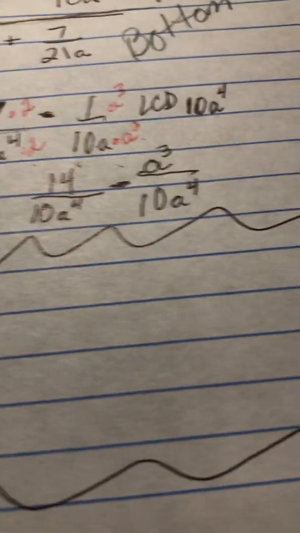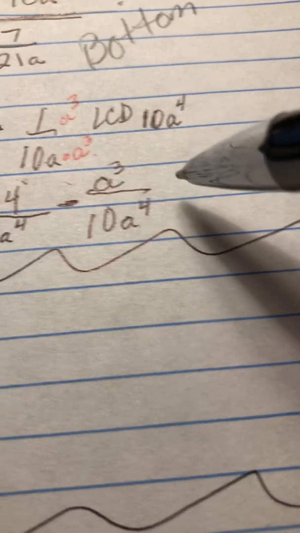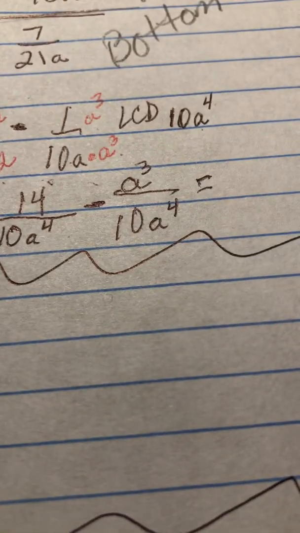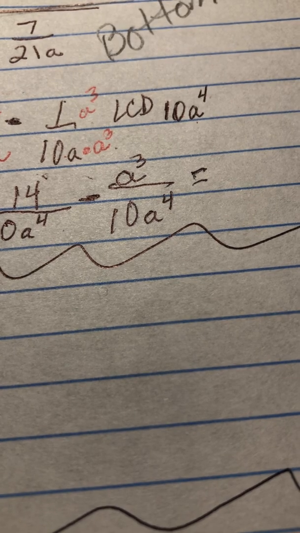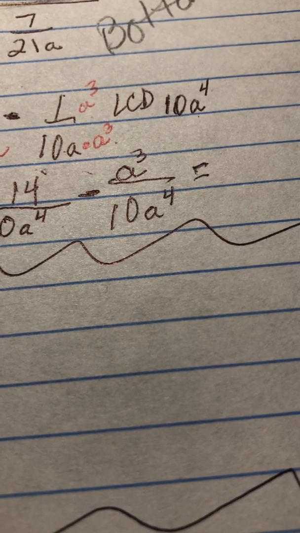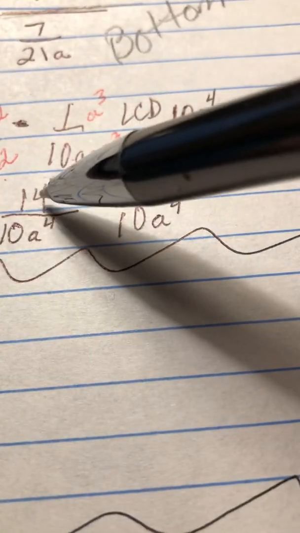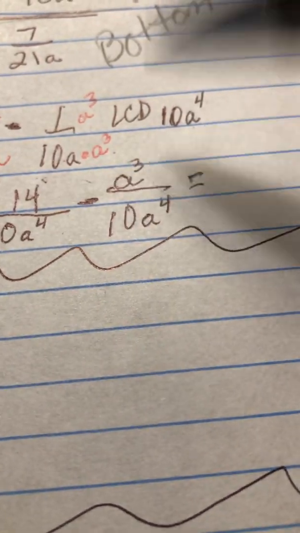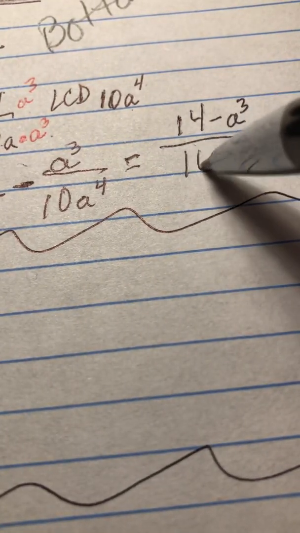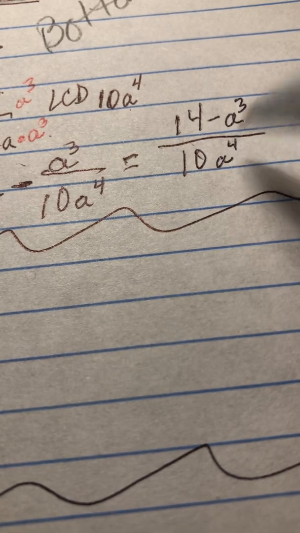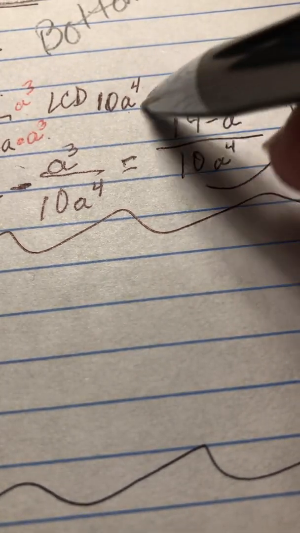All right, so now that we have the common denominator, with fractions, once you get the common denominator, you can then just add the tops or subtract the tops, whatever function you have. So now we're going to have 14 minus a to the 3rd. And so we're going to call that 14 minus a to the 3rd over 10a to the 4th. So this is my answer to the top.